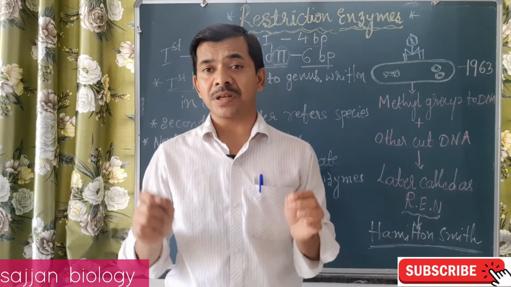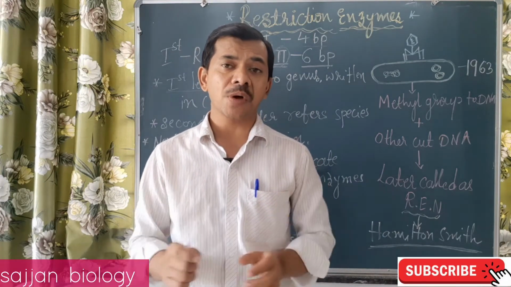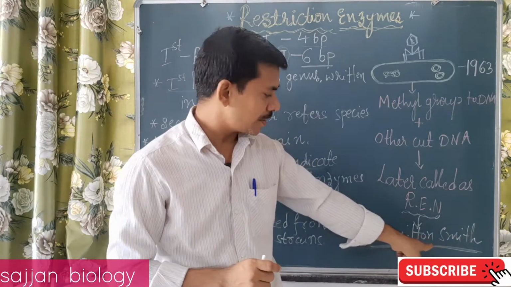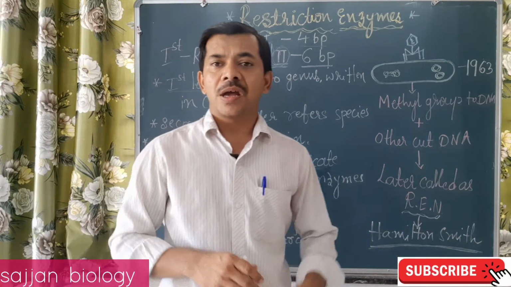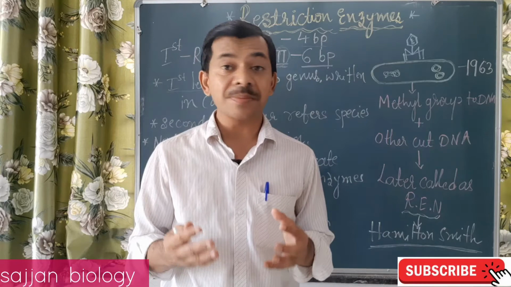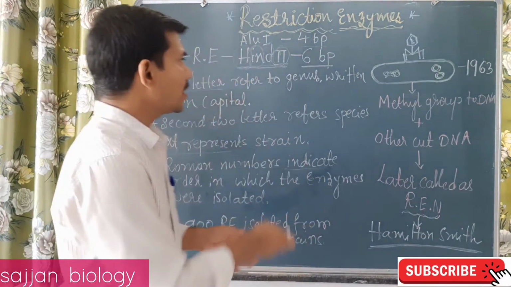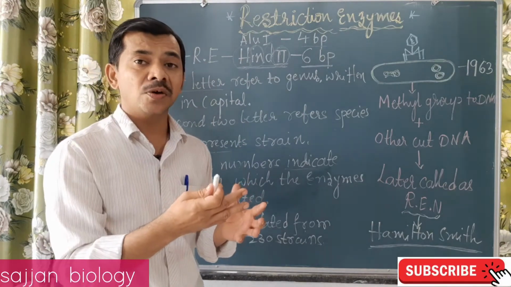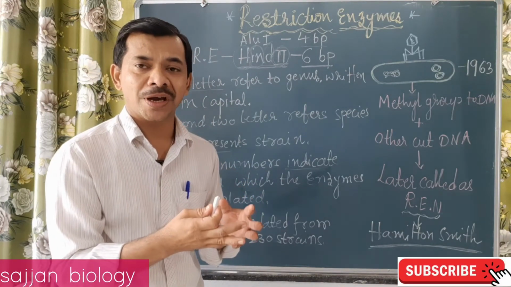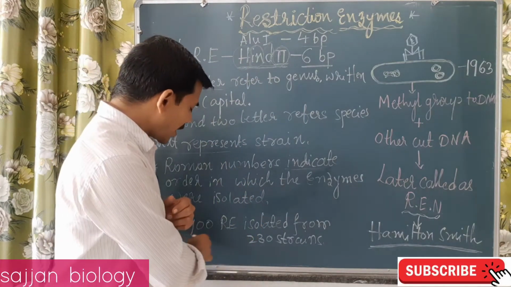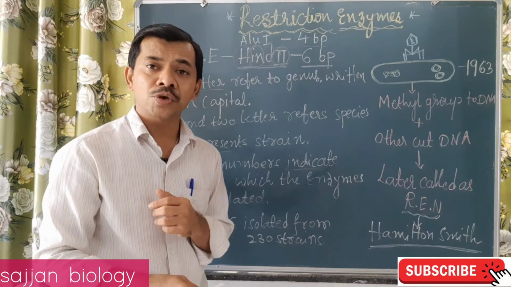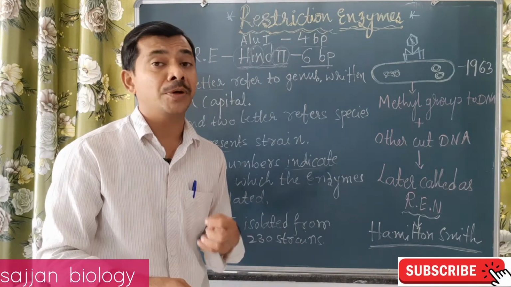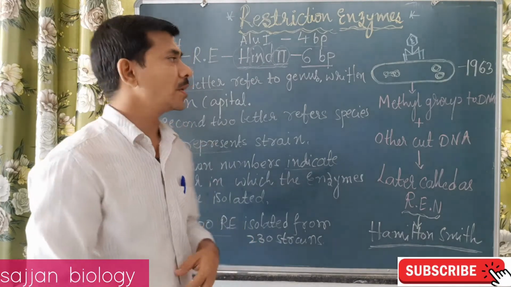The restriction endonucleases were first discovered by a scientist called Hamilton Smith. Which was the first enzyme isolated? You can see here that the first restriction endonuclease isolated is called HindII. Altogether, 900 restriction endonucleases were isolated from 230 strains.